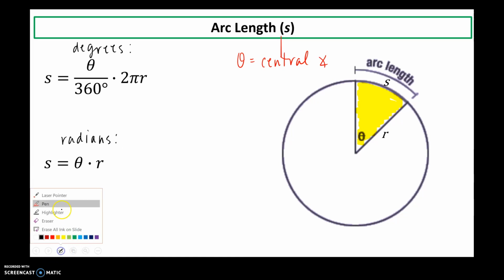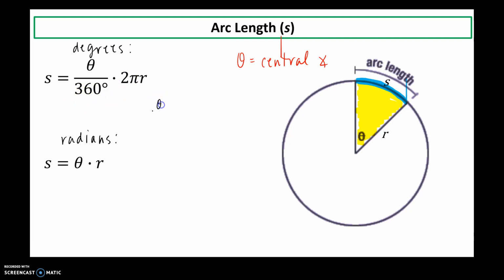But if we look at the arc length, notice that the arc length is part of the circumference of the circle. The arc length is on the outside, so the formula makes sense. Theta is our central angle. Theta is going to be a part of the whole circle, 360 degrees, and then I multiply that by the circumference of the circle, which is 2 pi r. Now, if theta is measured in radians, the formula is a lot simpler. It's just theta times the radius.